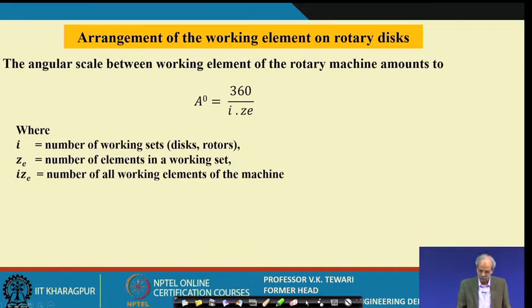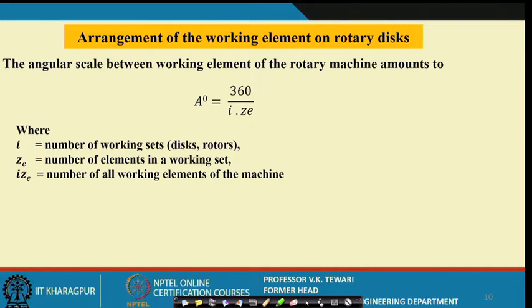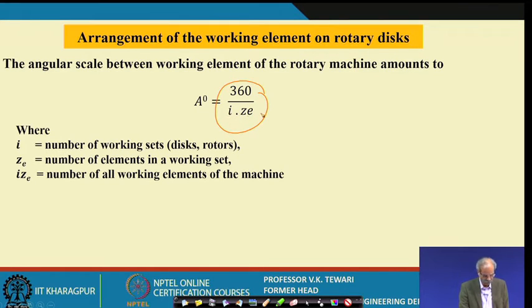Well, the arrangement of the working elements on the rotary disc, how they are arranged, is very important to know. Once you know the details, it is very important to understand how they are arranged. Now, these are arranged with respect to the regular spacing A, which is 360 by i into z into e, because of the number of working elements and number of working sets. Since 360 is the rotation, we should be in a position to find out the value of A, which is the angular spacing between the working elements. That means the angular positioning between these two.